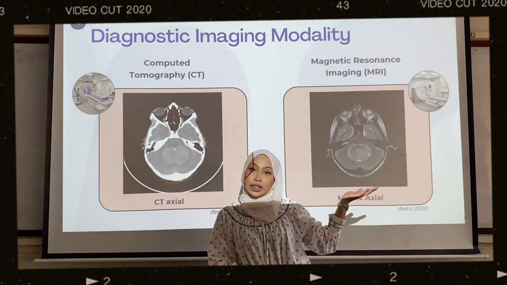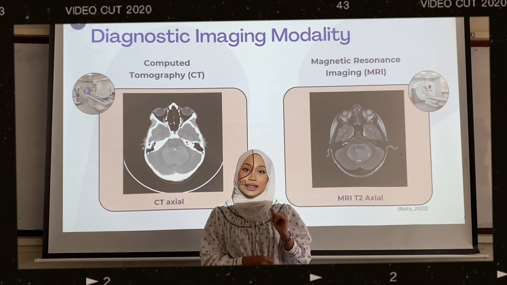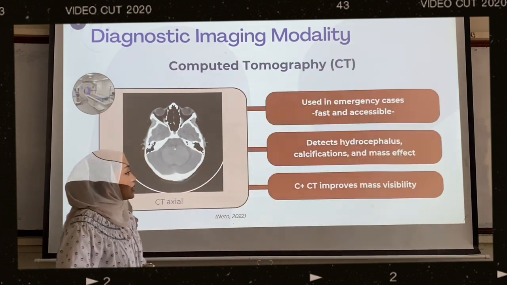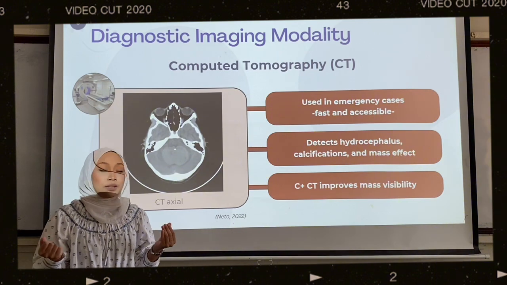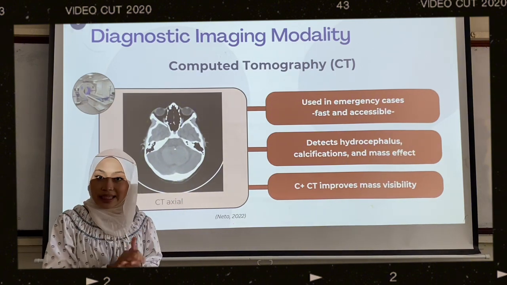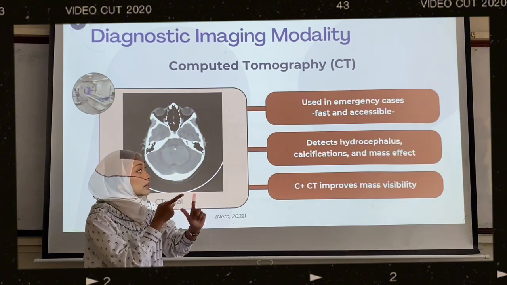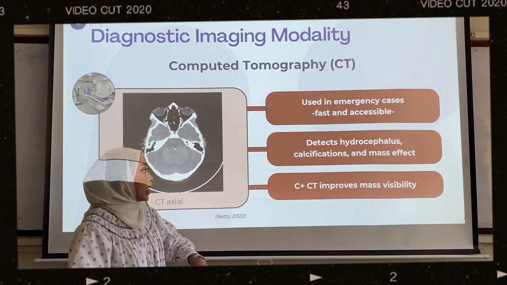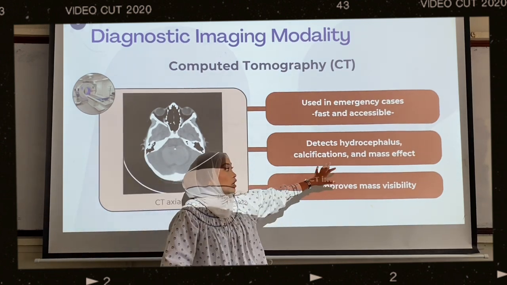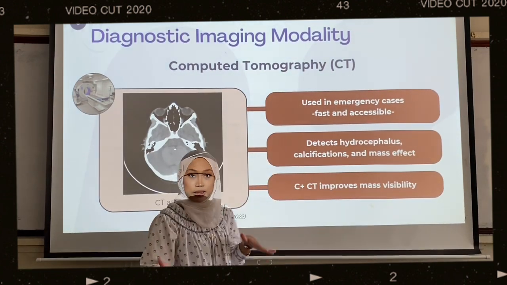Alright, the main diagnostic imaging modalities used in diagnosing medulloblastoma are computed tomography, CT scan, and MRI, magnetic resonance imaging. We move to the first one, CT scan. The CT scan is commonly used in emergency cases because it is fast and accessible. It also helps to detect hydrocephalus, calcification, as well as any mass effects such as bleeding.